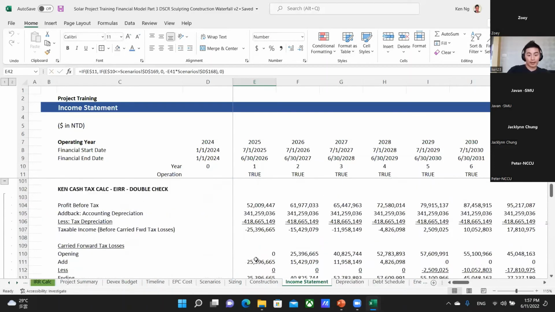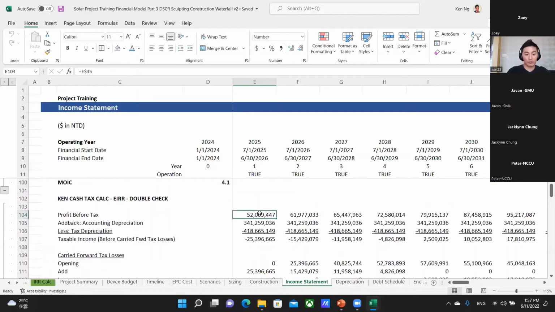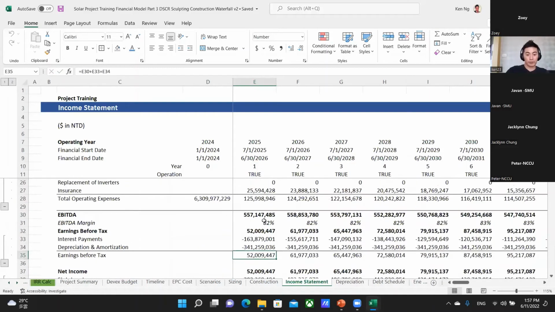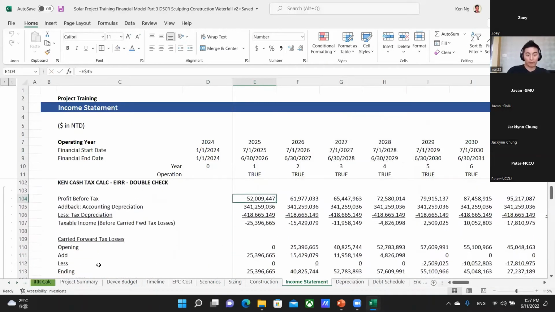is calculated down here. So we have our profit before tax, which is up here. So this was the same calculation we had just now. So EBITDA minus interest payment minus D&A, right? So this is our profit before tax. For tax purposes, we need to add back our accounting depreciation and then subtract our tax depreciation instead, because there are two different treatments.